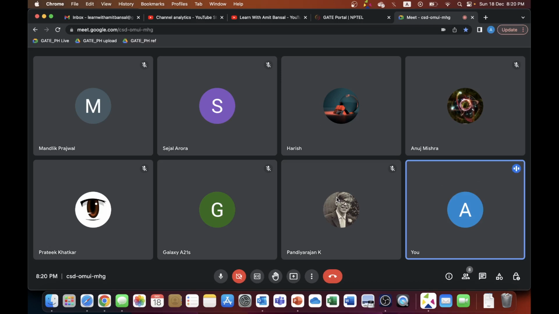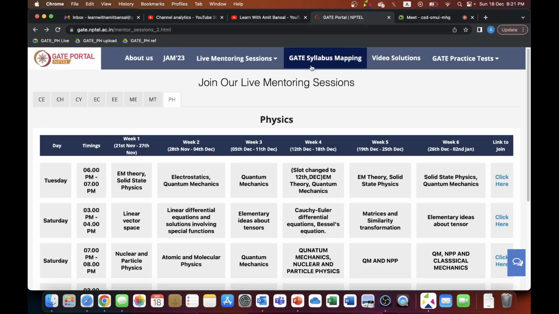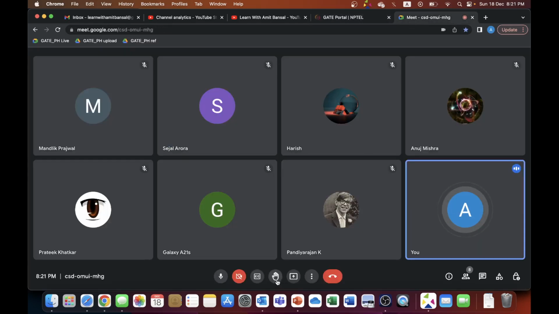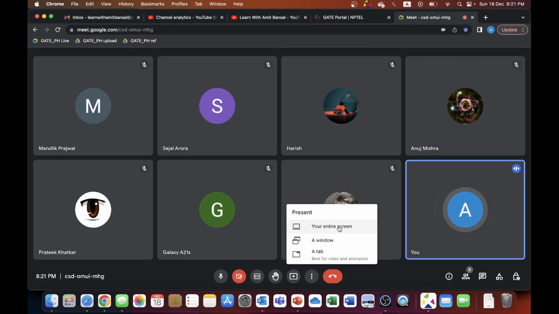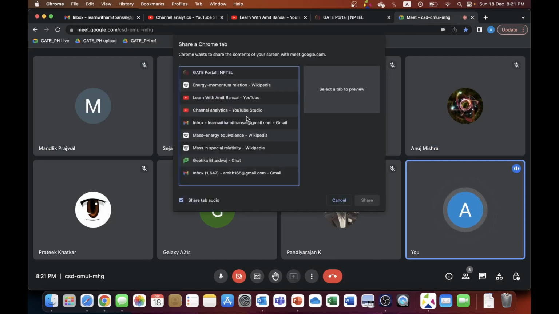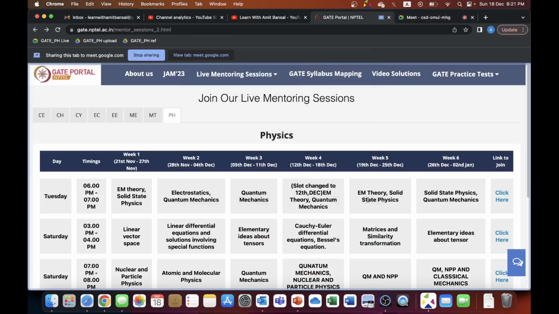Somebody asked me whether I plan to upload questions for other exams. I have no plans right now, but I do notice that there's a JAM portal also open for GATE on the GATE NPTEL site. Okay, I'll share the screen right now. I should have shared this earlier, but I forgot. Just hold on a second, I'll try to find that page.